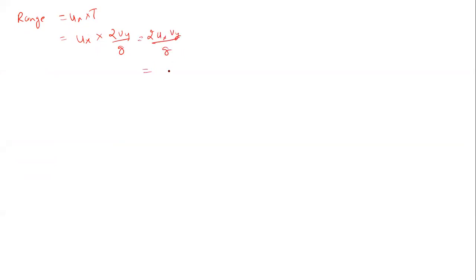Or we can also write 2u cos theta u sin theta by g. This will come as how much? u square sin 2 theta by g. This is the range of the projectile.